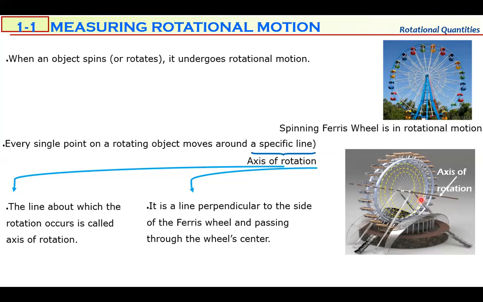But the second one is specific to the Ferris wheel. It's a line perpendicular to the side of the Ferris wheel. Look here, this is the line, and it's passing through this side of the Ferris wheel. It's a line perpendicular to the side of the Ferris wheel and passing through the wheel's center. You see, it's passing through the wheel's center. So this definition is made according to the Ferris wheel, and the first definition is made according to every type of rotating object, general and specific to the Ferris wheel. I will continue with the next slide.